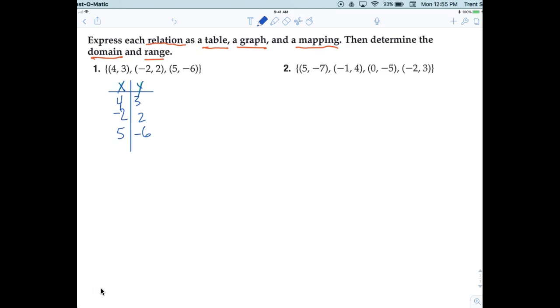Next thing we're going to do is a graph. Normally I'd give you graph paper, but this was so easy, we don't have to worry about graph paper. We're just going to sketch it by hand. Let me show you what I mean by sketch it by hand. You just need to make a set of axes. Does everybody remember? This is the x-axis. This is the y-axis.